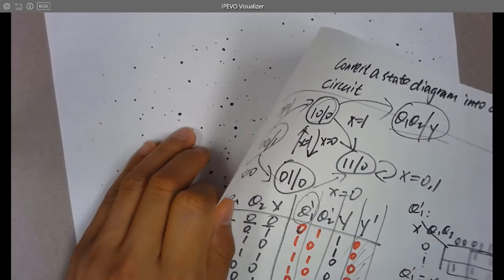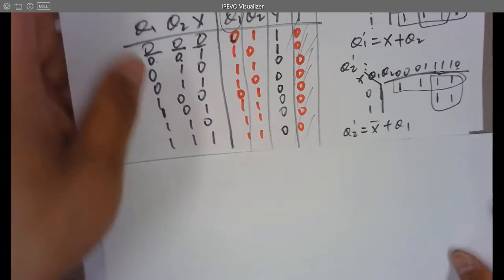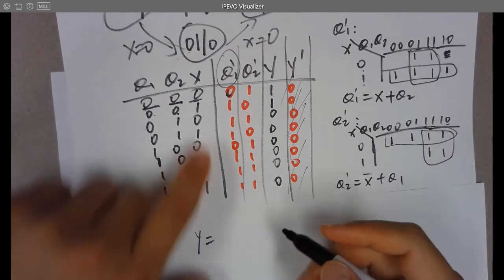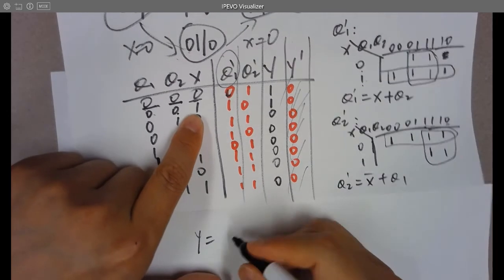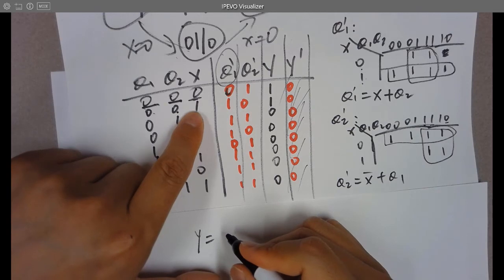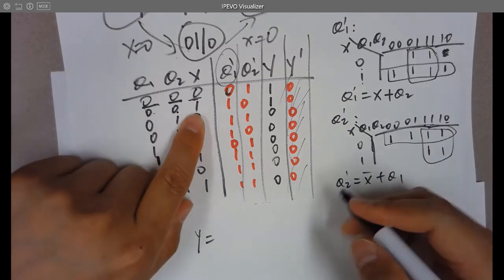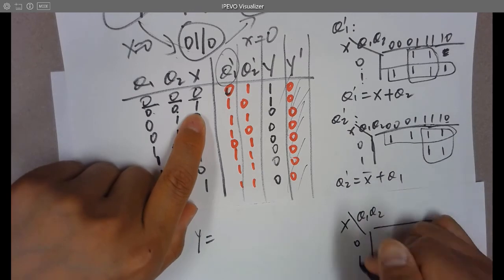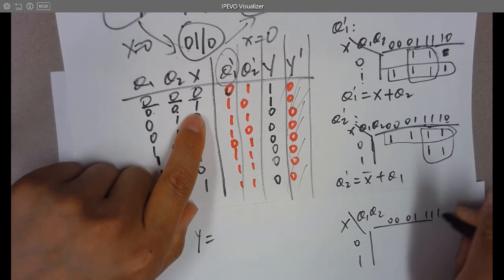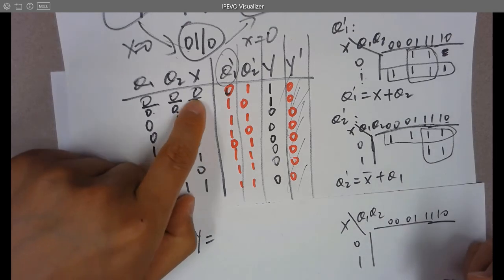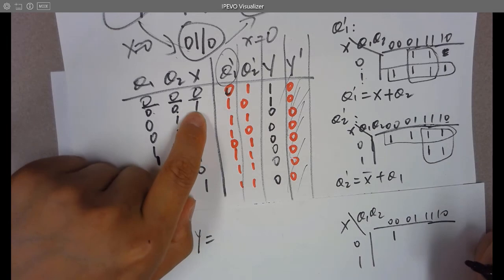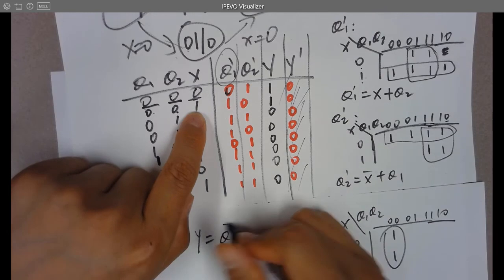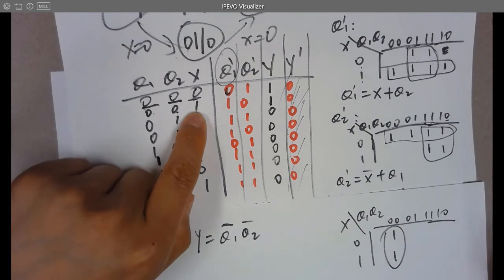What about Y? Last one we need to figure out. What is Y? Only 2 ones, which is great. Let's still get a K-map, just in case. Whenever you are pretty used to K-map, you just keep using it since it's so convenient. 0, 0, 0, 1, 0, 0. Yeah, right. So it's going to be Q1 bar, Q2 bar. Okay.